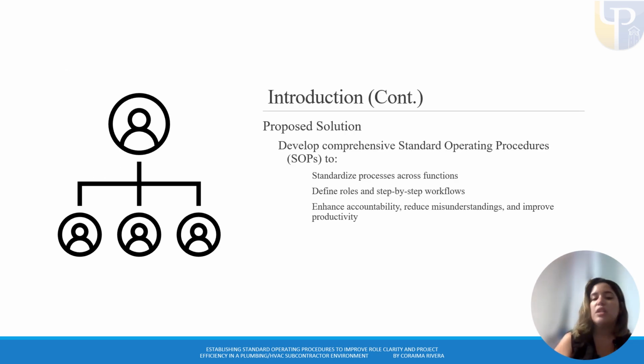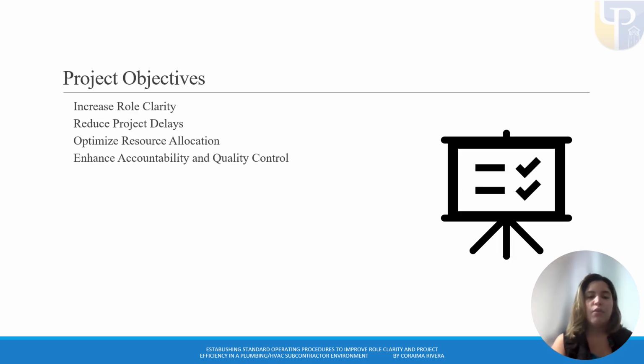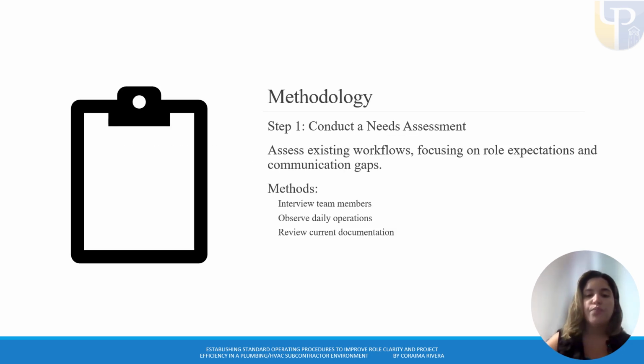Now, the proposed solution is to develop comprehensive standard operating procedures, or SOPs. This will help standardize processes across functions, obviously, define roles and step-by-step workflows, enhance accountability, reduce misunderstandings, and improve productivity within the team. Now, the project objectives are pretty much what we have discussed so far. We need to increase role clarity, reduce project delays, optimize resource allocation, and enhance accountability and quality control. We need all the teams to be in constant communication with each other.